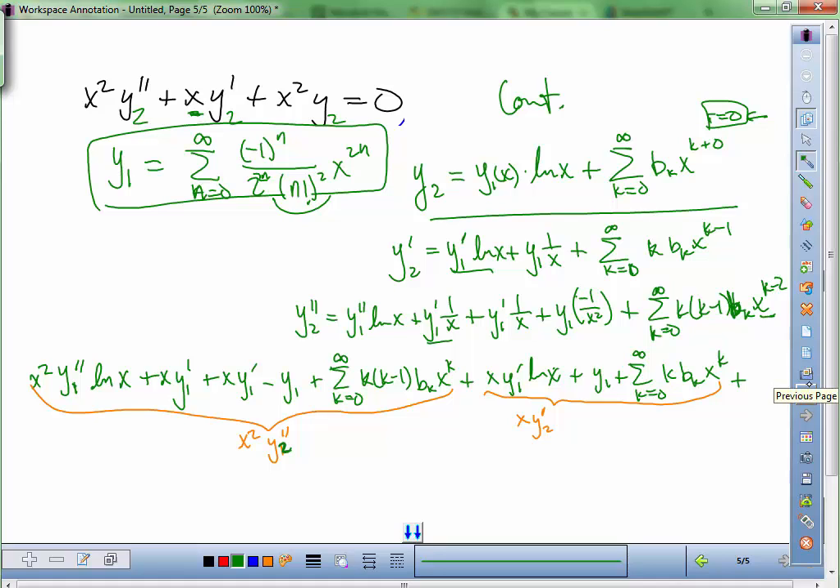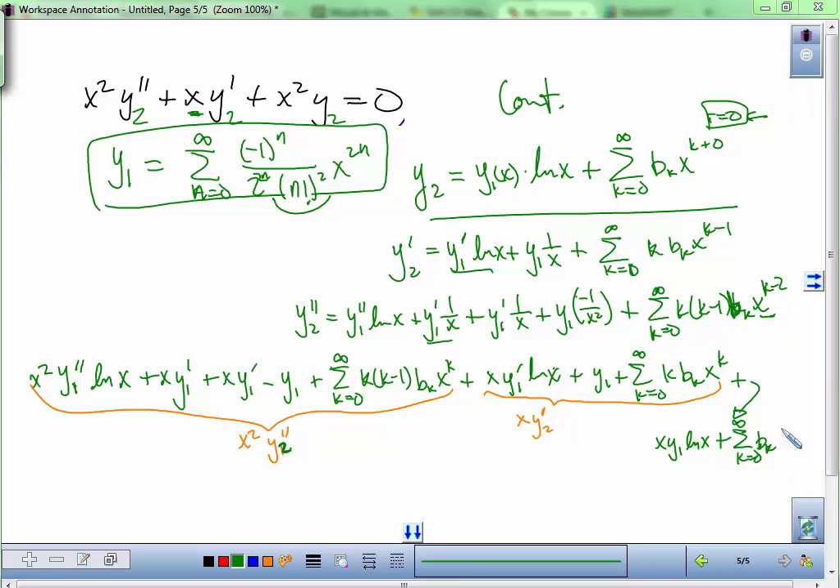Okay. And then finally I get this last one. I got x squared times y2, so x squared y1 ln x plus the sum k goes from 0 to infinity of b_k x to the k plus 2, because I had to multiply it by x squared.